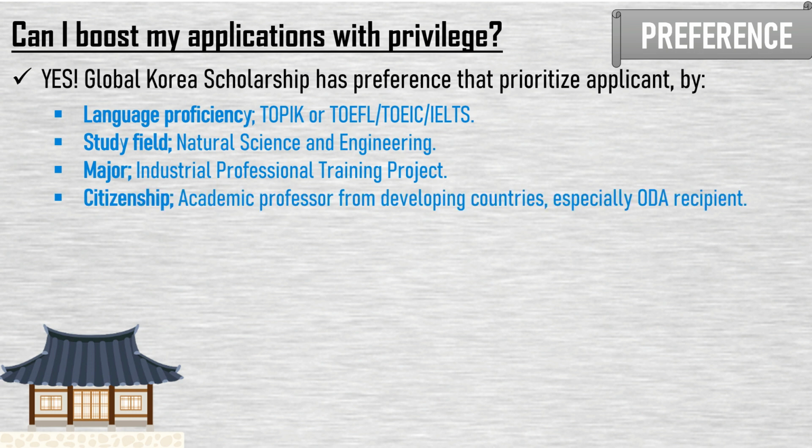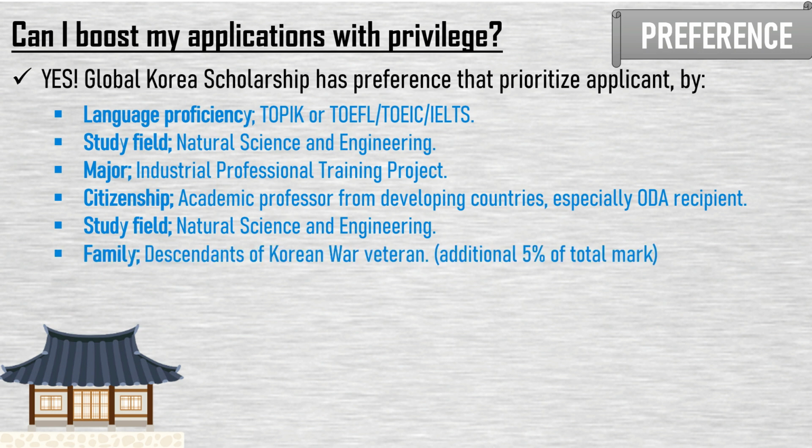This one is about citizenship. So if you're an academic professor from a developing country, especially an ODA recipient, you might get your application boosted. The study field, so natural science and engineering. Okay, I mentioned that already. And then the next one is family. If you're a descendant of a Korean war veteran, you will get 5% additional of your total mark. And then the financial, if you are from a low income or underprivileged background, you will be prioritized over the others.